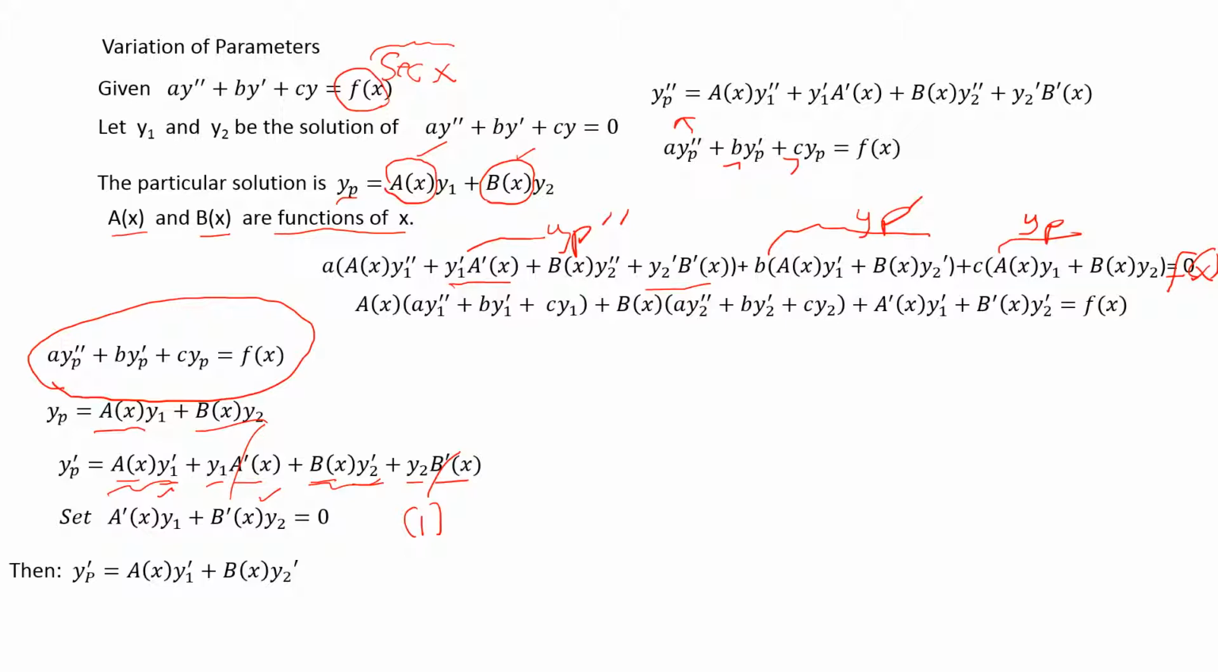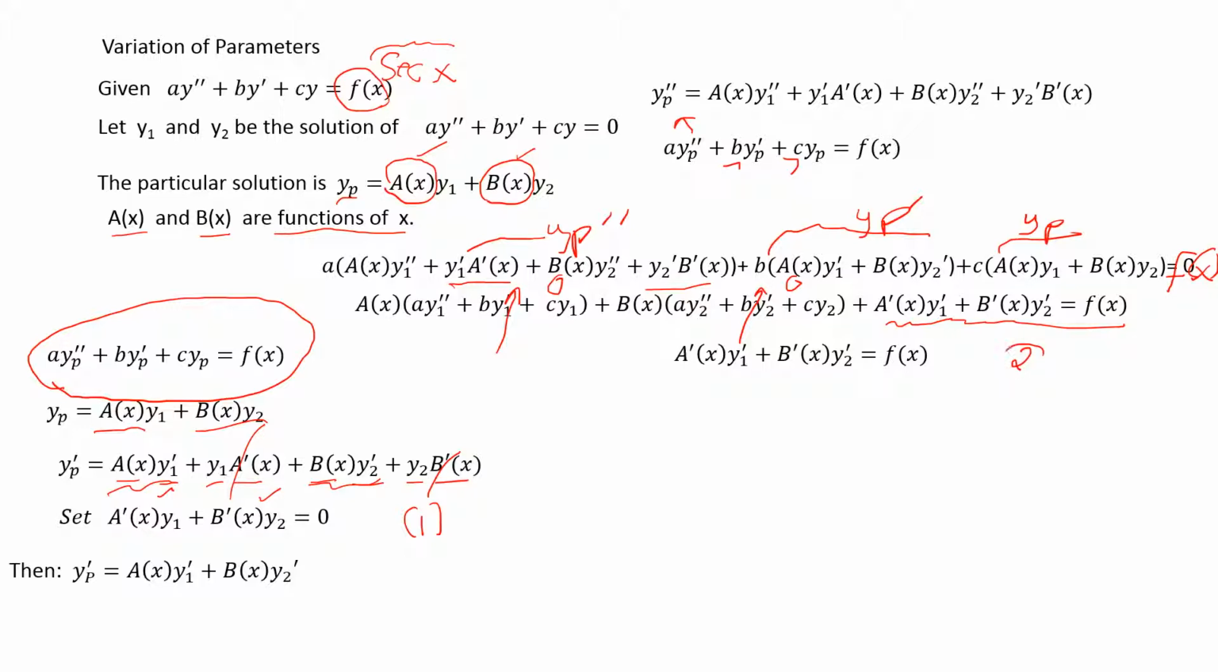Now remember that y1 is the root of this differential equation, so it's a solution. Therefore, this must be what? This must be 0. Okay, this element must be 0 because y1 is a root. This must also be 0 because y2 is a root. So all that remains is a prime x y1 prime plus b prime x y2 prime equals f of x. Now we call this what? We call this equation 2.